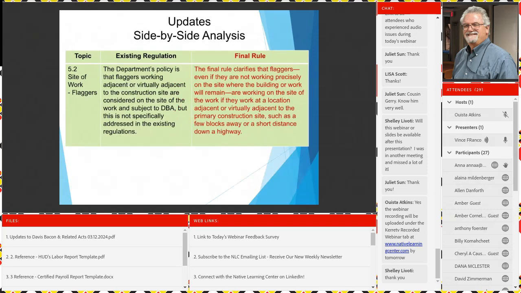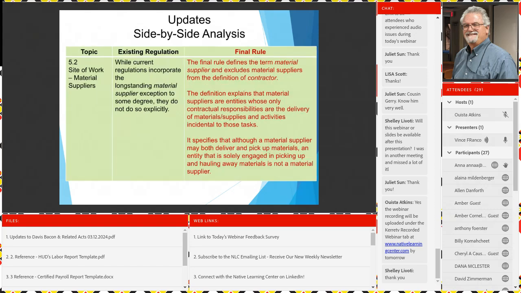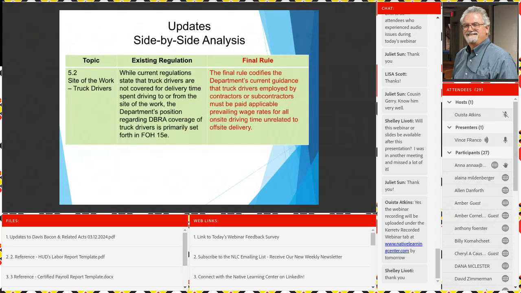Site of work basically hasn't changed. Flaggers. Okay, they've got this. We're talking, I suppose, highway work here or infrastructure, but nothing dramatic. Finally, okay, material supplier. They've added that in. They define the word material supplier, which, to us, has been around for a long time, but with Davis-Bacon, material supply companies were not included originally, apparently, in the old legislation. So they've added that. A lot of this is semantics.